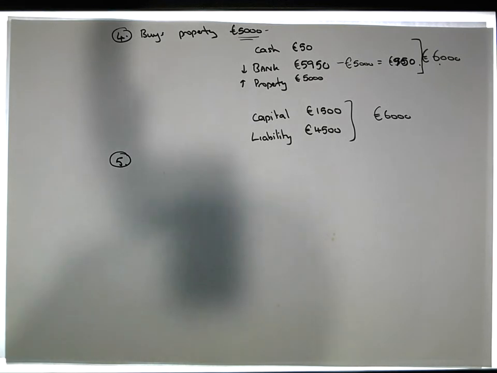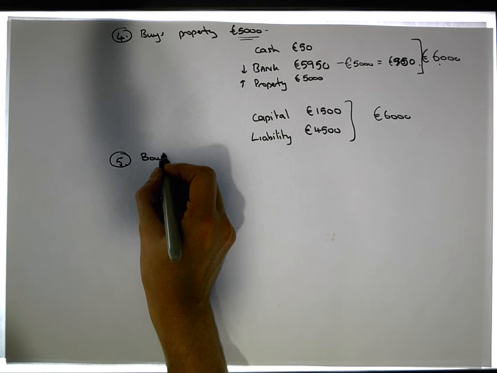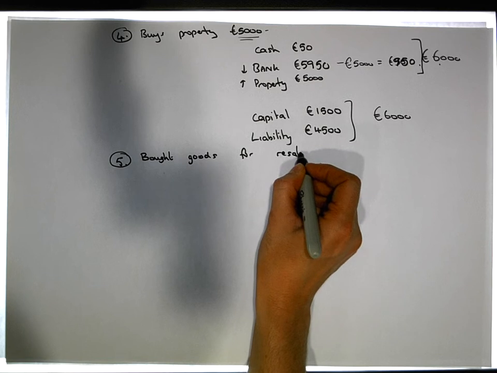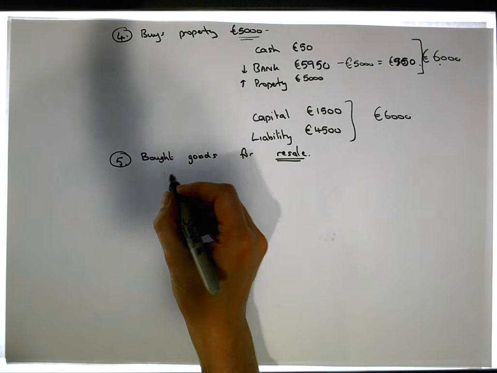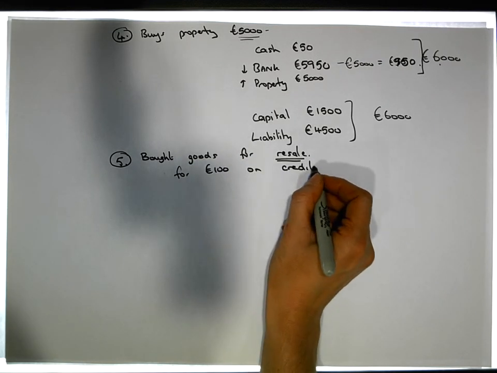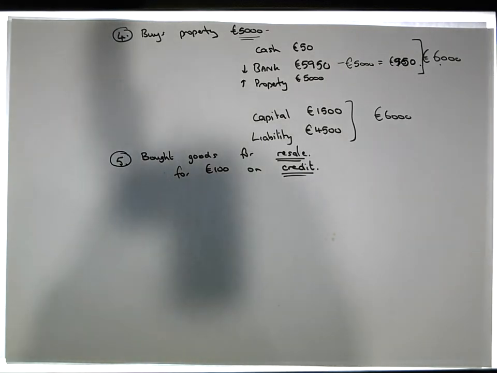The next transaction for the business is that they buy goods for resale. So they want to bring goods in to sell. So the business buys goods for resale. And when I say resale, it means they're going to sell them on in the normal course of business. And they buy them for €100 on credit. This basically means that they get the goods in, but they don't pay for them yet because they're buying them on credit. So the supplier, or the person they've bought them from, has given them 30 days to pay.